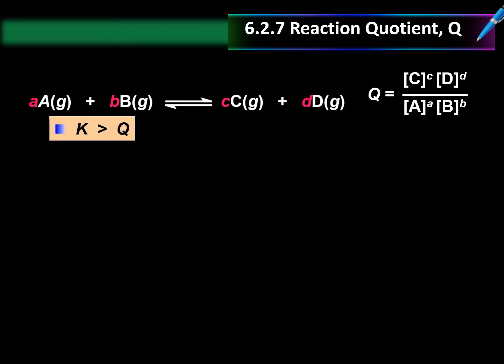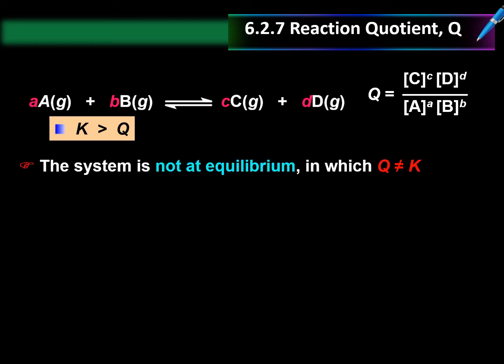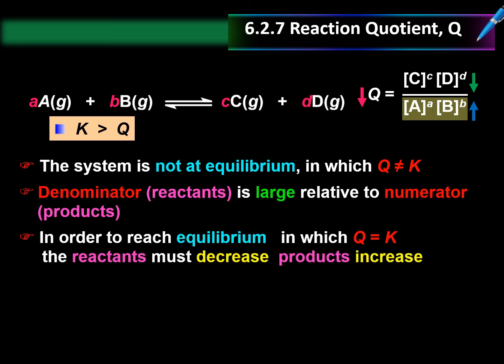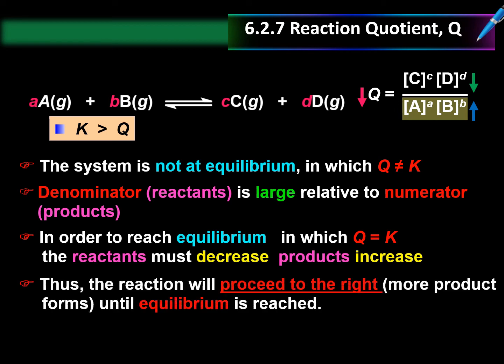If K has a higher value than Q, it shows that the system is not at equilibrium. The lower value of Q indicates that the concentration of product is lower and the concentration of reactant is higher. In order to reach equilibrium, the reactants must be decreased and products must be increased. Thus, the system will proceed to the right until Q equals K.